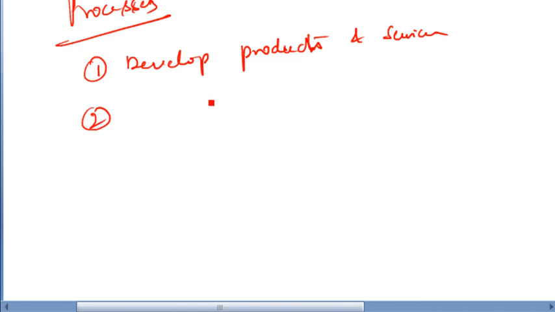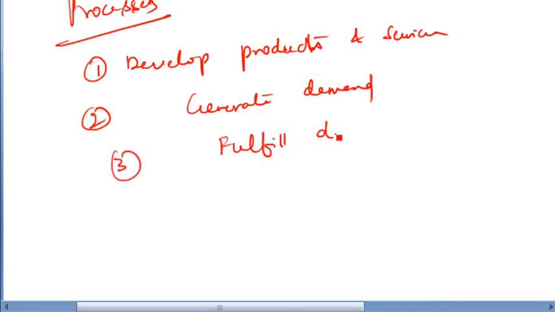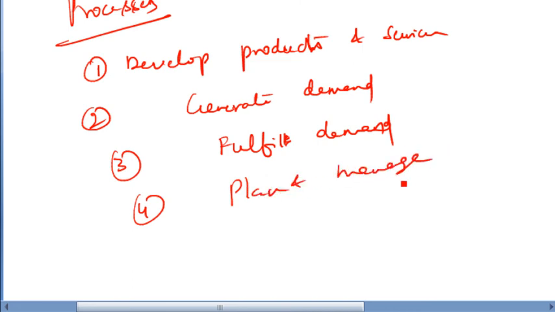Second process, you got to generate demand. And third process, you got to fulfill demand. And the fourth process is you got to plan and manage the organization or the enterprise. Right? These are all the ultimate processes that you have to take care of.